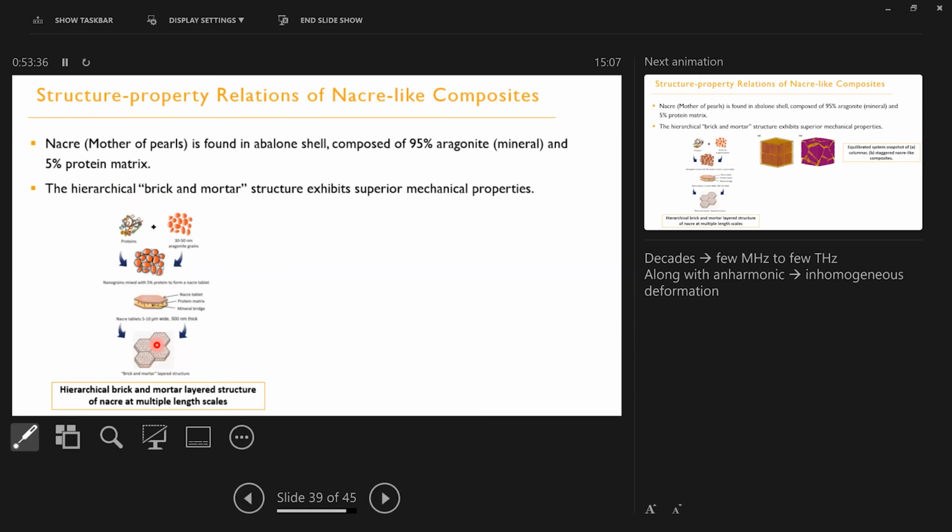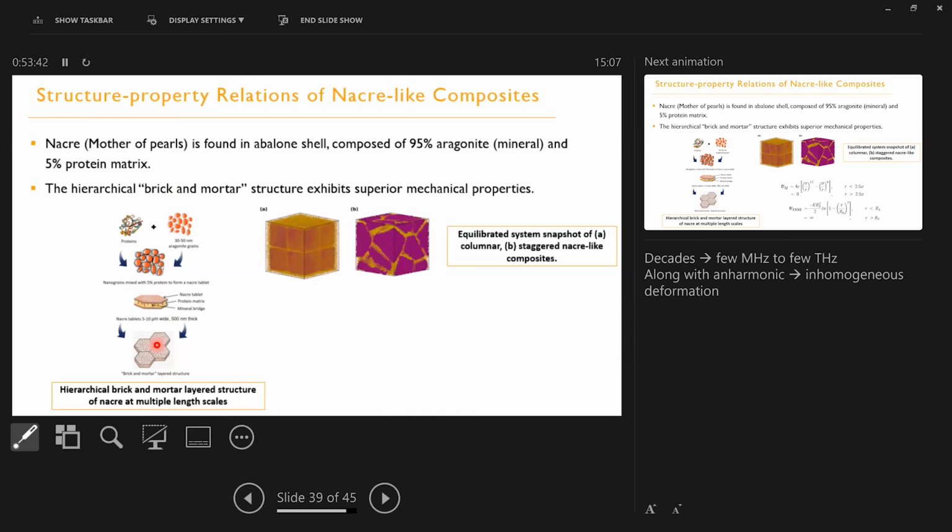It can dissipate energy very efficiently. It will not crack under such a high strain rate deformation. Okay? And we want to mimic such a property by using our MD simulation. So we built some coarse-grained models.